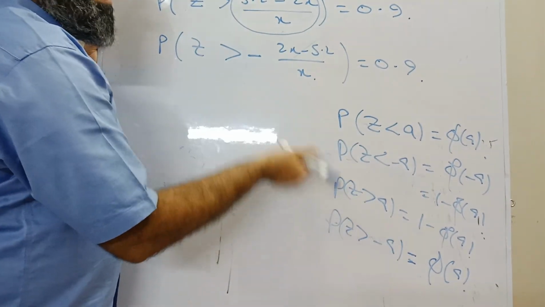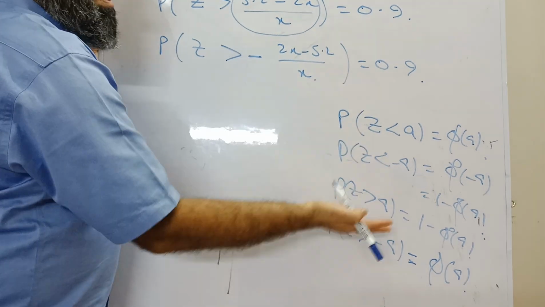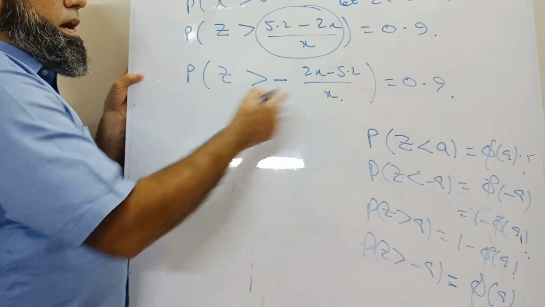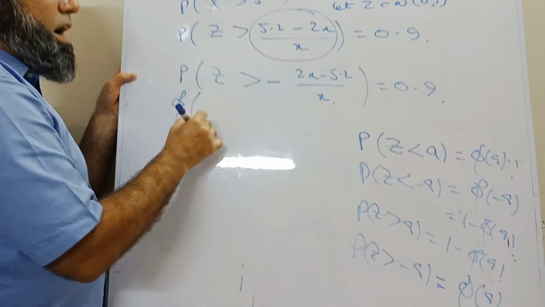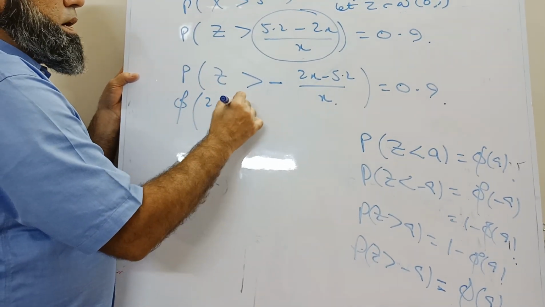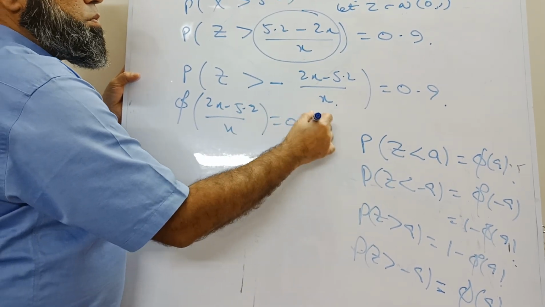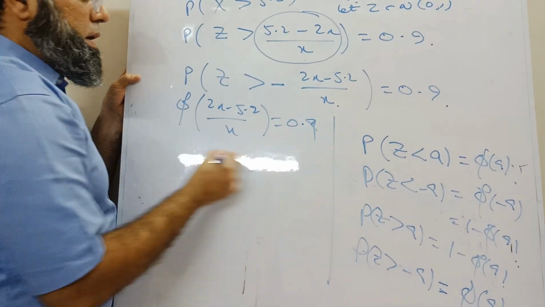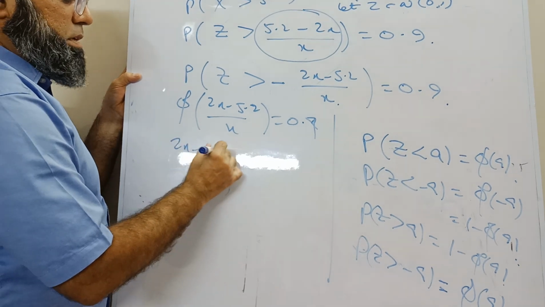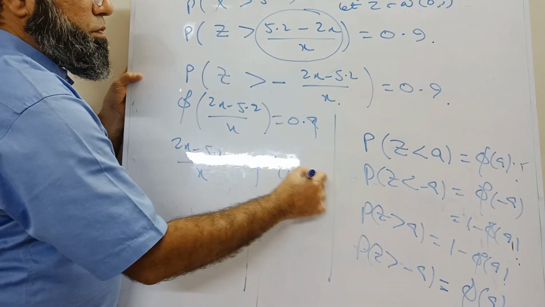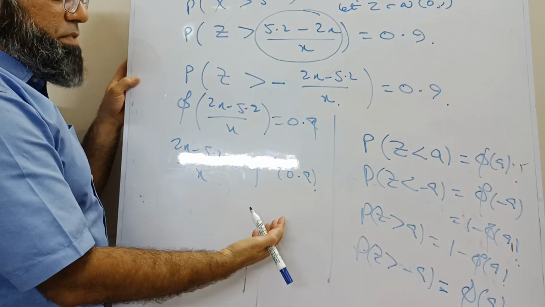Okay, if you want to know its detail, I can have a separate session for this. Now the greater sign, the minus sign, I can write it as phi of (2x minus 5.2) over x, that is equal to 0.9. So this (2x minus 5.2) over x is phi inverse of 0.9. So you solve this equation.